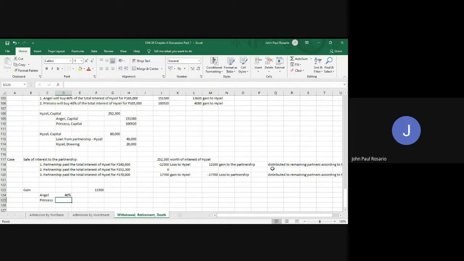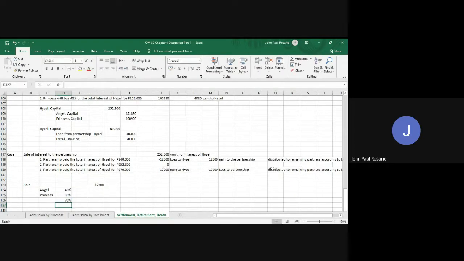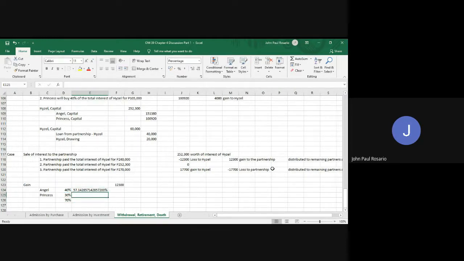Ang interest dayon ni Princess is 30%. So, this is a total of 70%. So, ang remaining nila nga interest percentage is not 40-30, but it's 40 over 70. So, pila man na? 40 divided by 70. This is the percentage nga share ni Angel. And for Princess, it's 30 over 70.